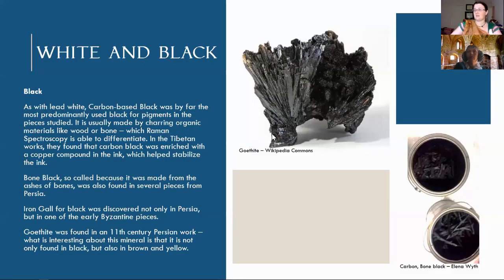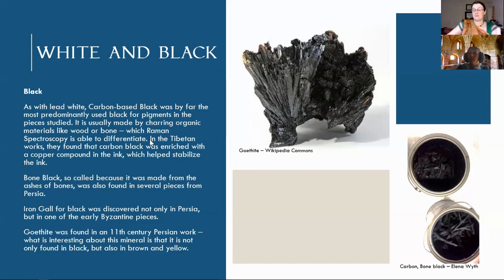For black, carbon-based black was by far the most prominent pigment. But you also find gouache. So gouache is cool. It's like a MacGyver mineral because it comes in many different colors. So you're going to see it in many different categories of color. In 11th century Persian work, we found that it was used in a black, but it's also brown and yellow and can come in orange as well.